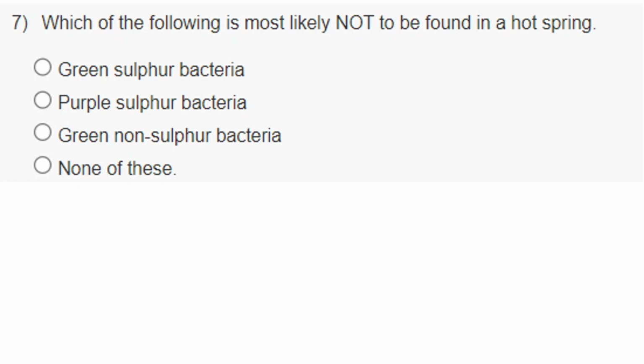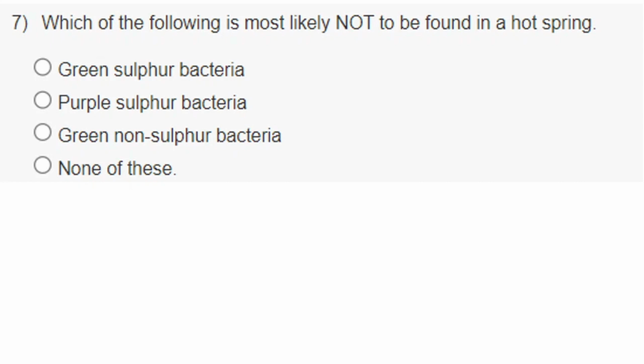Generally I wanted to know if there was someone having any reasoning, because it is found mostly not in hot springs. Why do you think green non-sulfur bacteria will not be found in hot springs? Is there any reason based on any kind of mechanism or anything that you thought of?